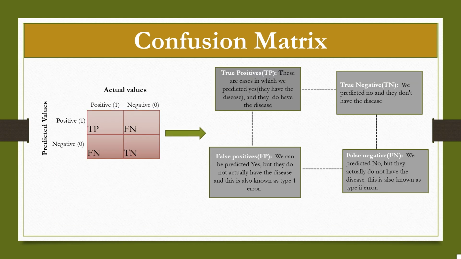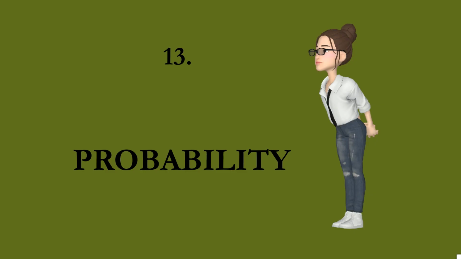Similarly, true negative is where we predicted no and they don't have the disease, meaning that this is correct. False positive is where we predicted yes, but they do not actually have the disease, and this is also known as type 1 error. False negative is where we predicted no, but they actually do have the disease. So, guys, true positive and true negative are correct classifications. So, this was confusion matrix, and I hope this concept is clear.